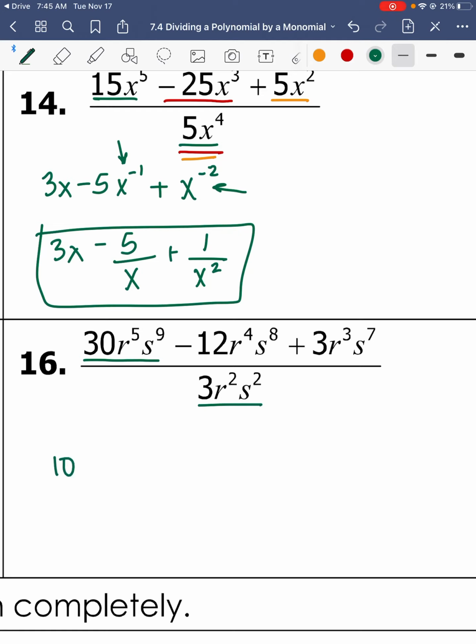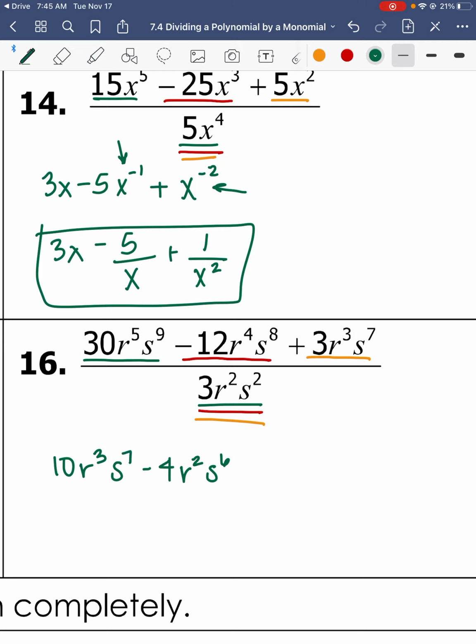30r to the 5th s to the 9th divided by 3r squared s squared. So 30 divided by 3 is 10. R to the 5th divided by r squared is r cubed. And then s to the 9th divided by s squared is s to the 7th. Looking at the middle term, negative 12r to the 4th s to the 8th divided by 3r squared s squared. Negative 12 divided by 3 is negative 4. R to the 4th divided by r squared is r squared. S to the 8th divided by s squared is s to the 6th, right? 8 minus 2 is 6.